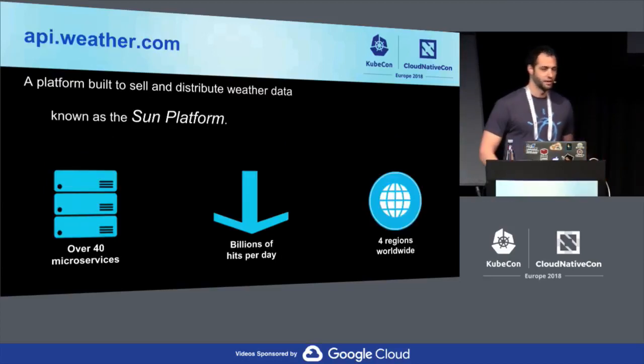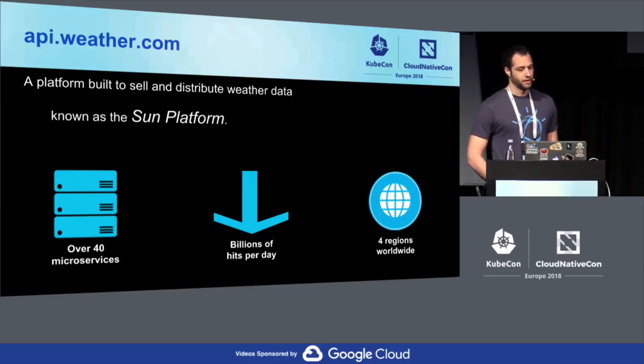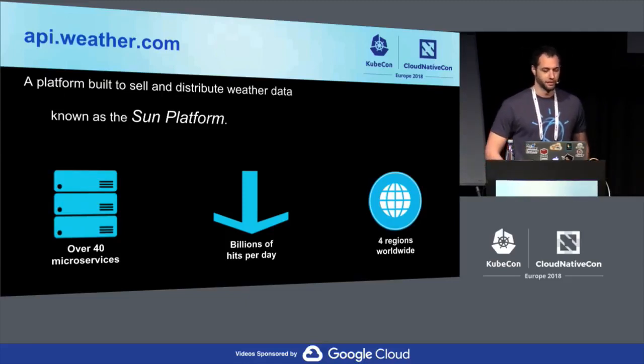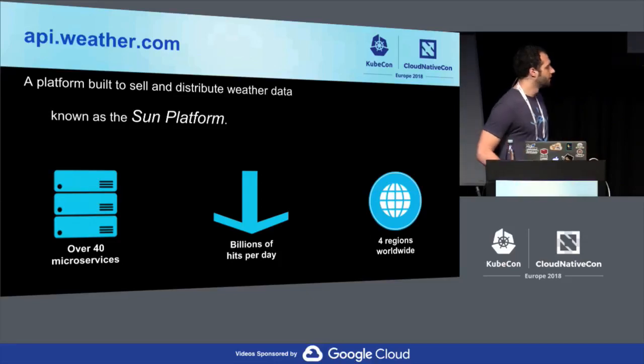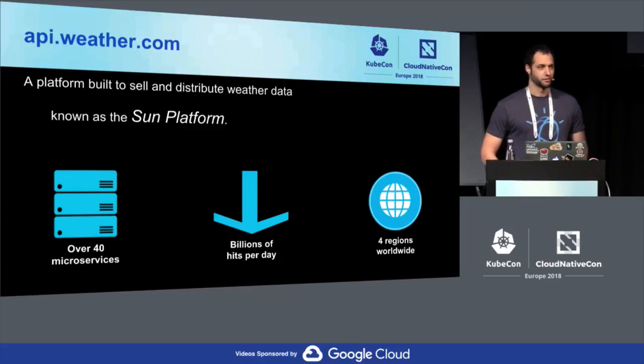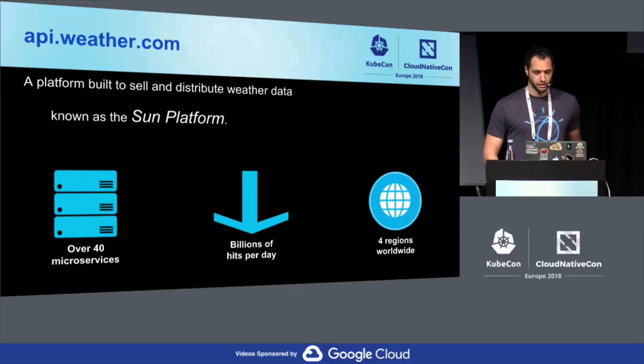So today we want to talk about api.weather.com. This is the main way that we sell and distribute weather data. And we built a platform around this known as the Sun platform. We are currently home to over 40 microservices that serve weather data. We do billions of hits per day, and we operate worldwide, mainly in 4 regions.